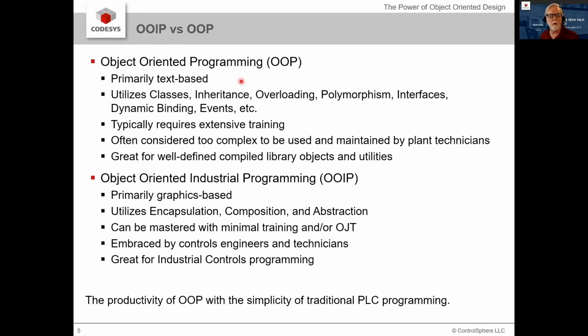Traditional object-oriented programming is typically text-based: C++, C#, Java, Python, those types of things. It uses all these features and functions at its disposal, and typically requires quite a bit of training. You're typically going to have a 4-year computer science degree to really master it. And I find plant managers often consider it too complicated for their plant technicians or electricians to understand, modify, and maintain.